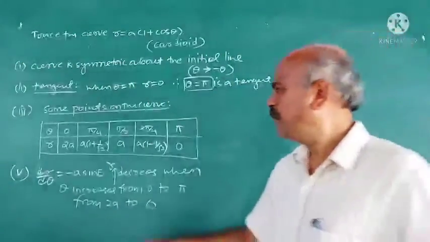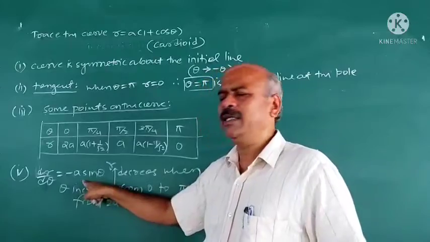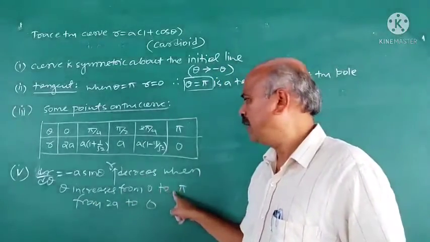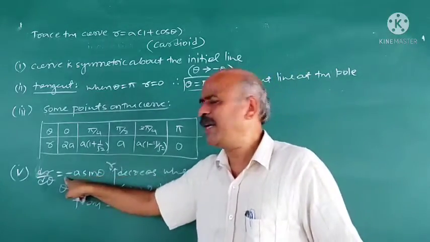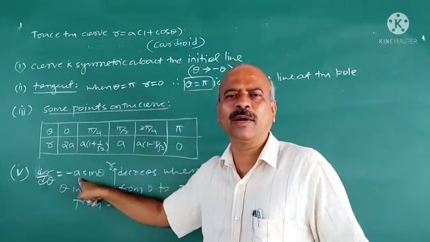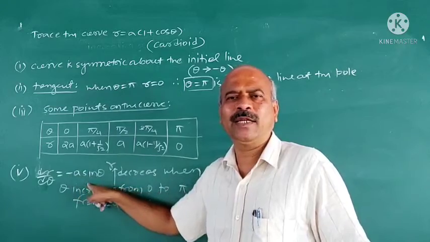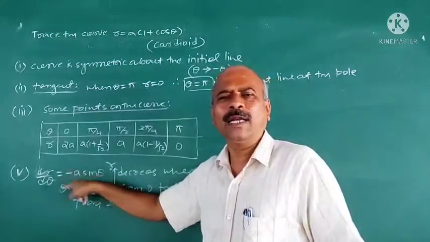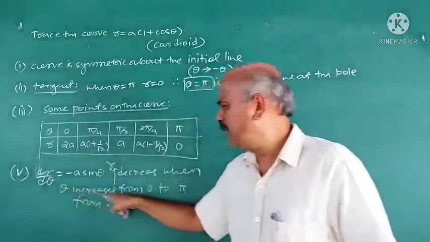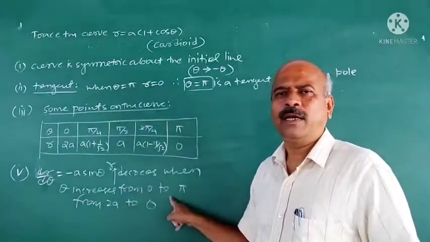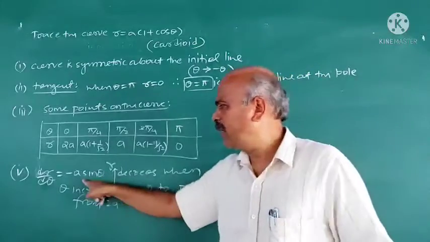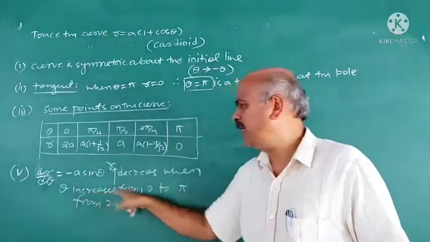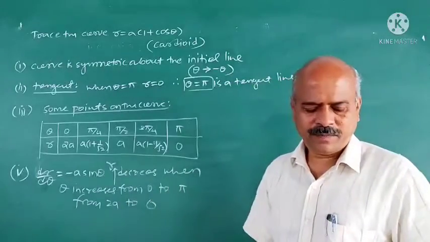Follow now this one? Because dr by d theta is negative in 0 to pi. Because a sin theta is there, minus is there. Sin theta is positive in 0 to pi. Minus a sin theta is negative in 0 to pi. Therefore, dr by d theta is negative means r decreases. R decreases from 2a to 0 when theta increases from 0 to pi.